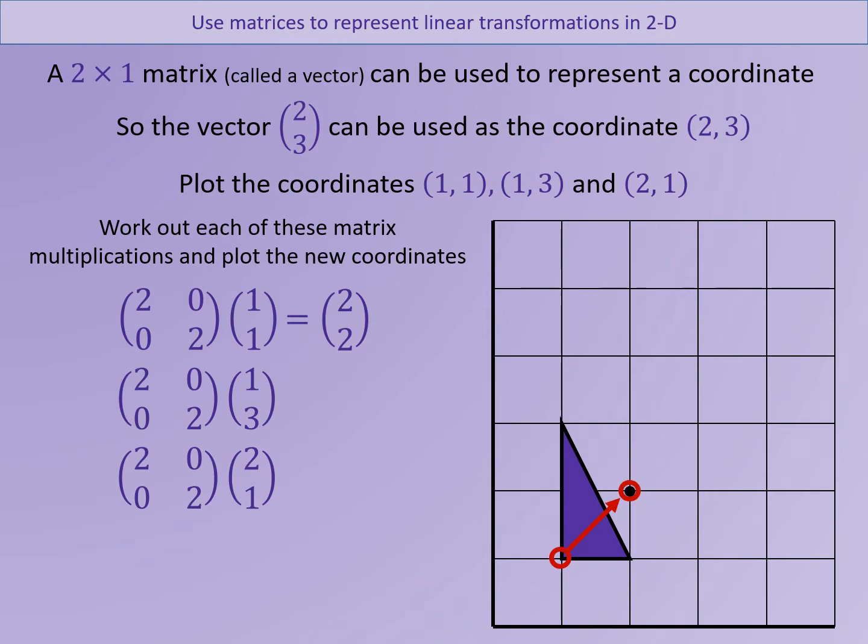If we continue with this, so 2, 0, 0, 2 multiplied by 1, 3 gives us 2, 6. So the top corner this time is mapped to 2, 6. And the final one gives us 2, 1 being mapped to 4, 2. So the last vertex is mapped to this position here. Now can you see what's happened?